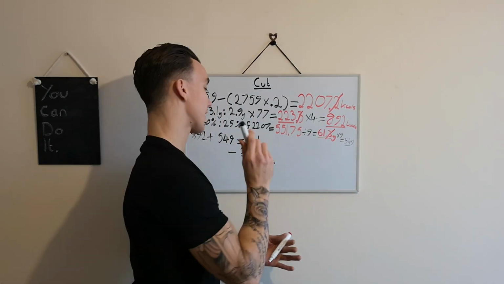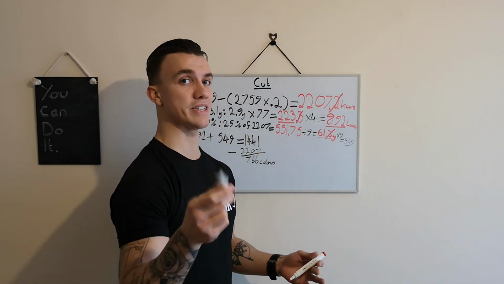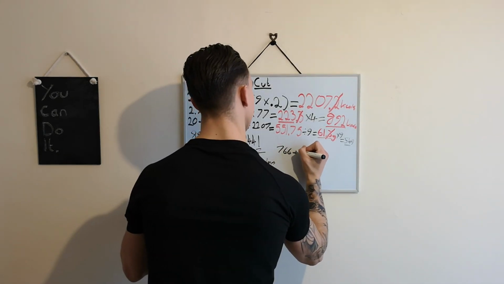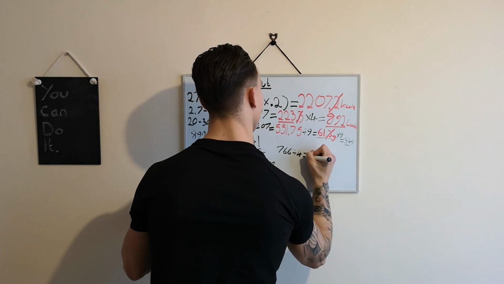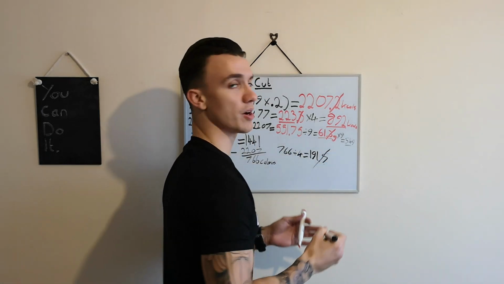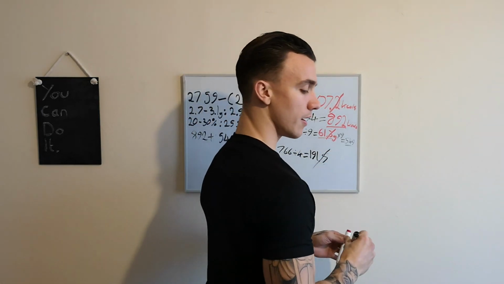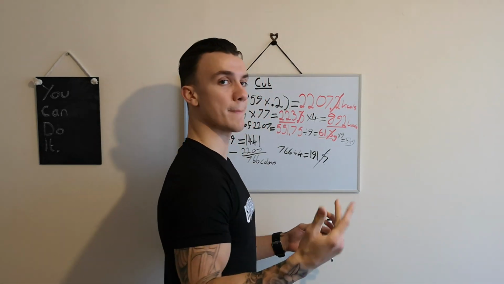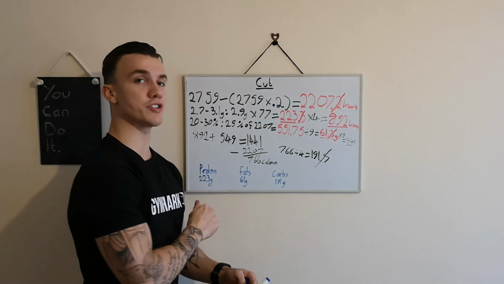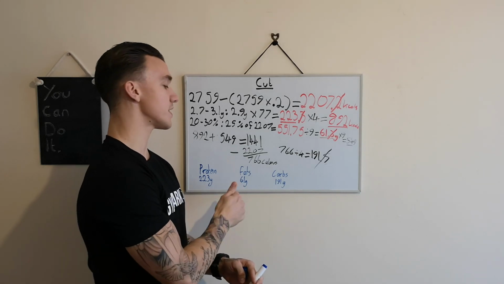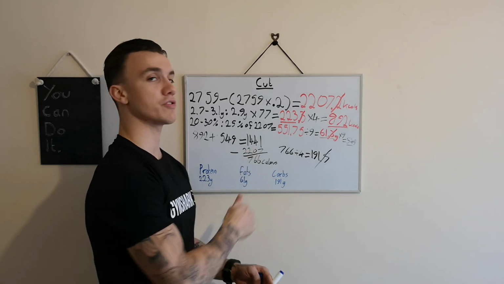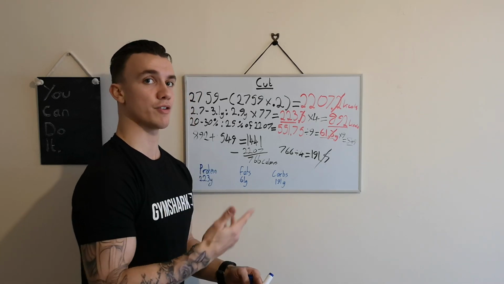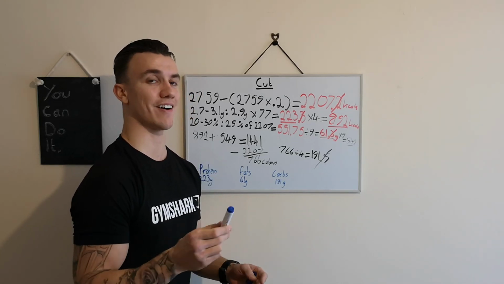But to get our grams of carbs, we need to divide it by 4. 766 divided by 4 equals, we'll just scrap that .5, so 191. 191 grams of carbs. So that leaves our total daily macros on our cut: 223 grams of protein, 61 grams of fat, and 191 grams of carbohydrates. So those are our macros for our cutting diet.